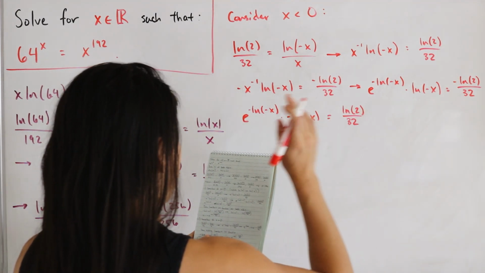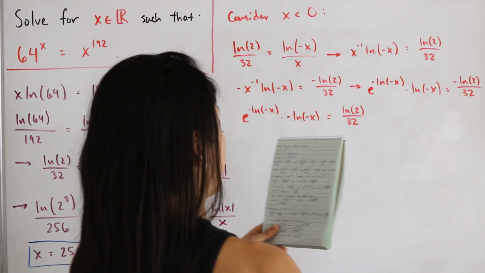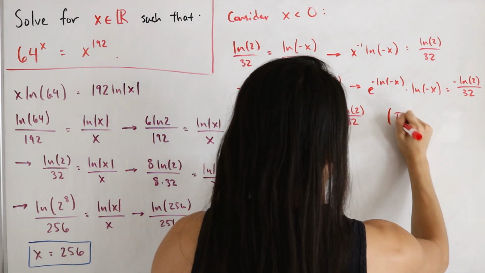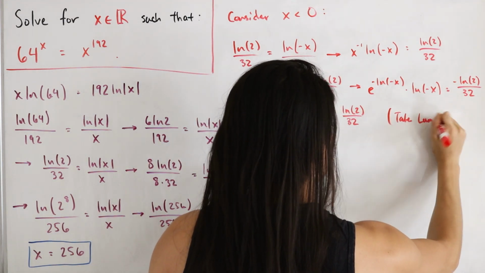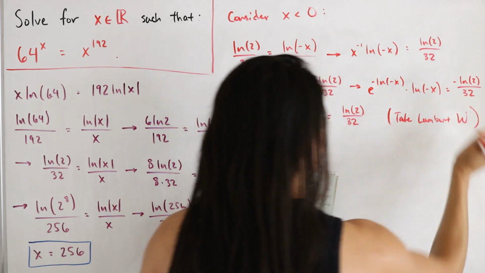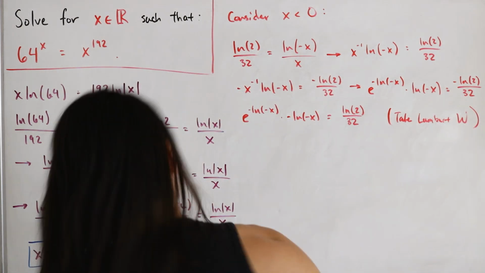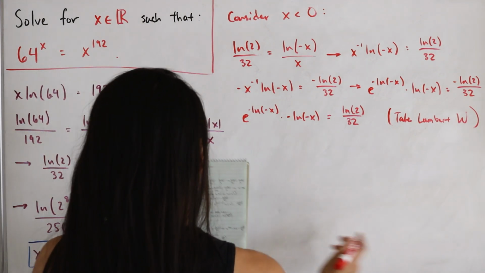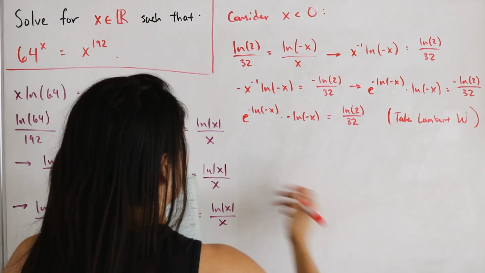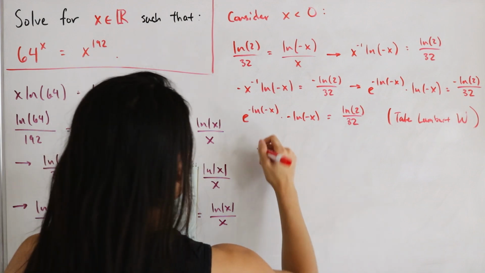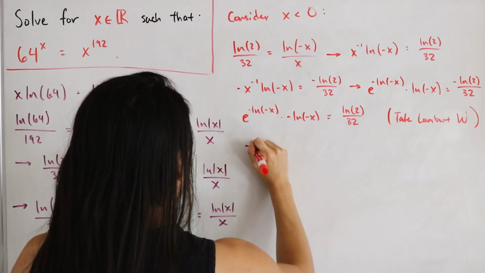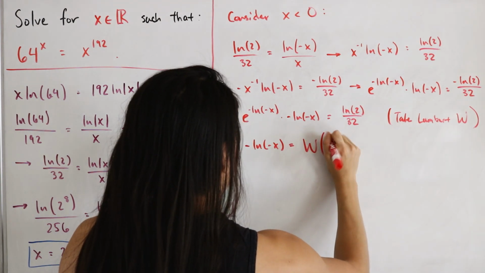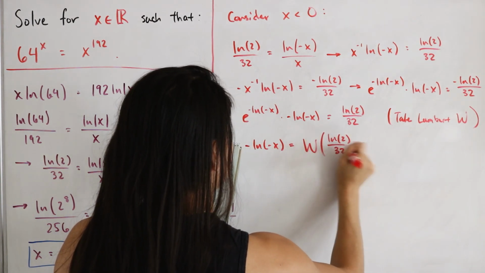So if you plug in the right inputs correctly by taking that Lambert W function, we're going to have that. So let me write, take Lambert W. All right, and I'm going to keep in this color. Once we get further, I'll switch eventually. So taking the Lambert W function, you find the right inputs. We have that the negative ln of negative x is going to equal the Lambert W of ln of 2 divided by 32.